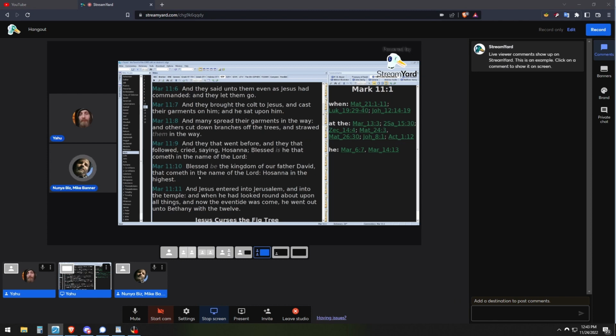And many spread their garments in the way, and others cut down branches off the trees, and strawed them in the way. And they that went before, and they that followed, cried, saying, Hosanna, blessed is he that cometh in the name of the Lord. Blessed be the kingdom of our father David that cometh in the name of the Lord.